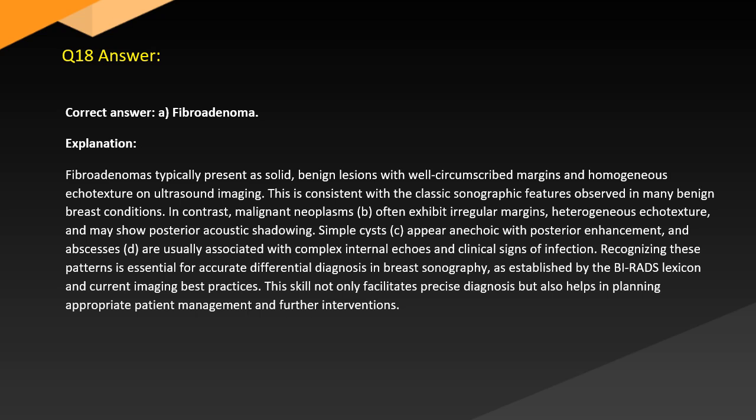In contrast, malignant neoplasms (B) often exhibit irregular margins, heterogeneous echotexture, and may show posterior acoustic shadowing. Simple cysts (C) appear anechoic with posterior enhancement, and abscesses (D) are usually associated with complex internal echoes and clinical signs of infection. Recognizing these patterns is essential for accurate differential diagnosis in breast sonography, as established by the BI-RADS lexicon and current imaging best practices. This skill not only facilitates precise diagnosis, but also helps in planning appropriate patient management and further interventions.